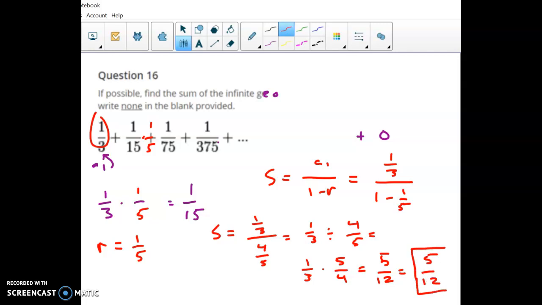Not very big, but if you look at these fractions, they're also not very big. So summing them up, we don't get a very big number. It's just 5/12. Okay, hopefully that helps.